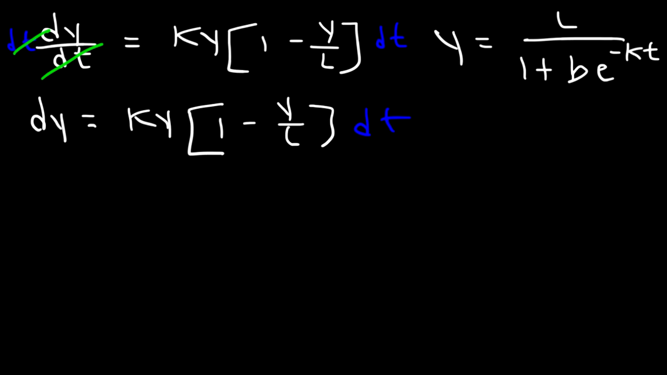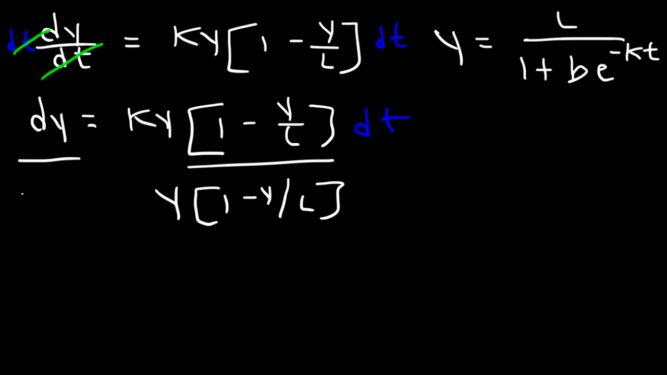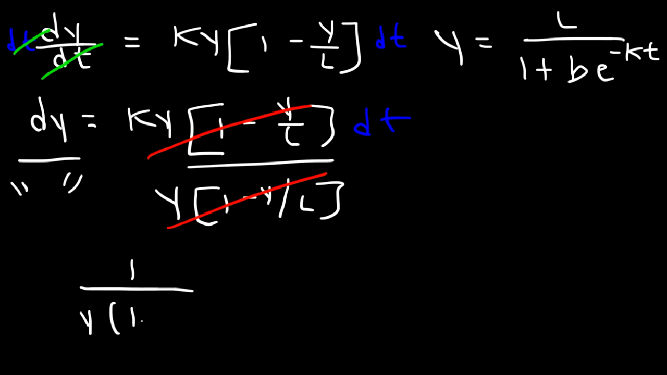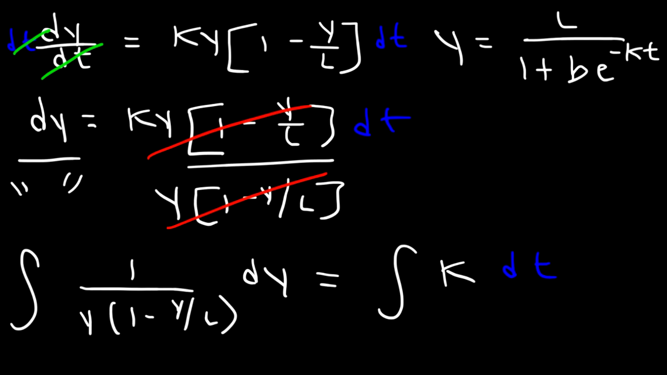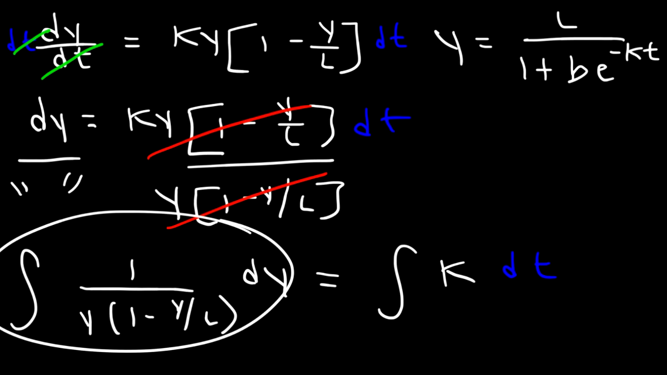Now the next thing we need to do is divide both sides by y and 1 minus y over L. So these will cancel. And so on the left side, we have 1 over y times 1 minus y over L dy. And on the right side, we have k dt. So now we need to find the antiderivative of both sides. Let's focus on the left side first, because that's going to take some work. We'll get back to the right side.